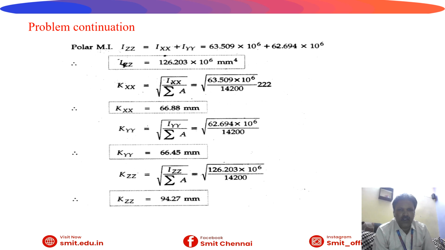And kxx is equal to root of Ixx divided by sigma A. Therefore, you will get 66.88 mm, that is kxx. Kxx is nothing but the radius of gyration along the x-axis. Kyy is the radius of gyration along the y-axis. Then z is also the same thing. Now Iyy divided by sigma A, you will get 66.45. And finally, you will get 94.27 for Kzz. Therefore, 126.203 into 10 to the power 6 divided by 14,200, now you will get 94.27 mm.